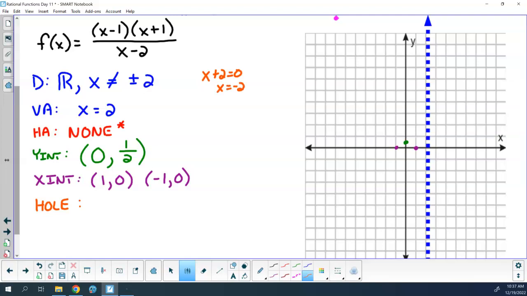Then what I need to do is I need to find f of negative 2. Well, that's going to be negative 2 minus 1 is negative 3. Negative 2 plus 1 is negative 1. Negative 2 minus 2 is negative 4. So that would be at negative 3/4.